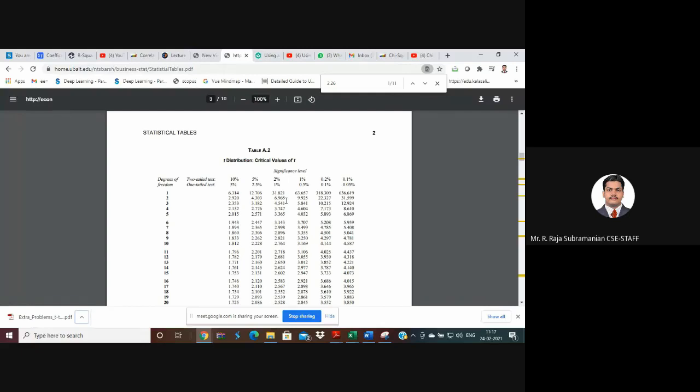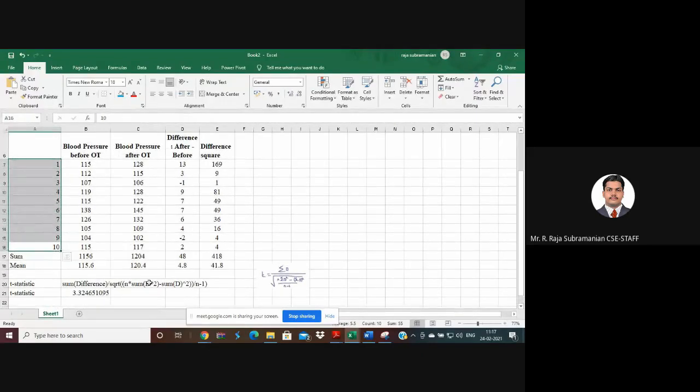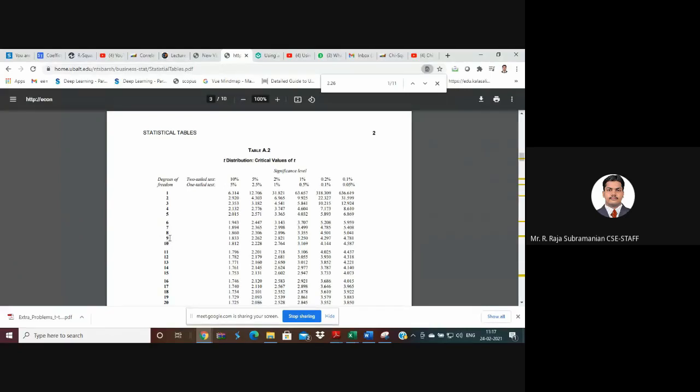My T table is over here, and I can use this T table for recognizing my values. This T table also is available, I'll also post this. Now we need to identify what will be the degrees of freedom. For this, how many samples are there totally? 10 samples. And during the standard deviation calculation, that is the denominator calculation, we took n minus 1 as degrees of freedom. So here 9 is the degrees of freedom. Am I correct? Right?